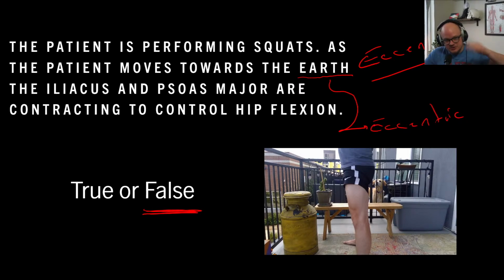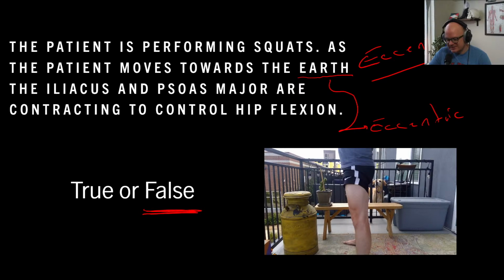If our resistance is gravity. So for all these questions, our resistance is going to be gravity. So earth, eccentric. If you're moving towards the earth, eccentric. So if you see any contractions in here that are not eccentric, it's going to be false. So the patient is moving towards the earth. All right, so we better be expecting eccentric.